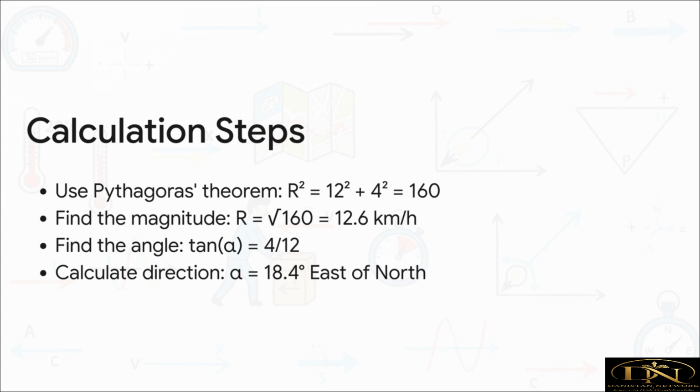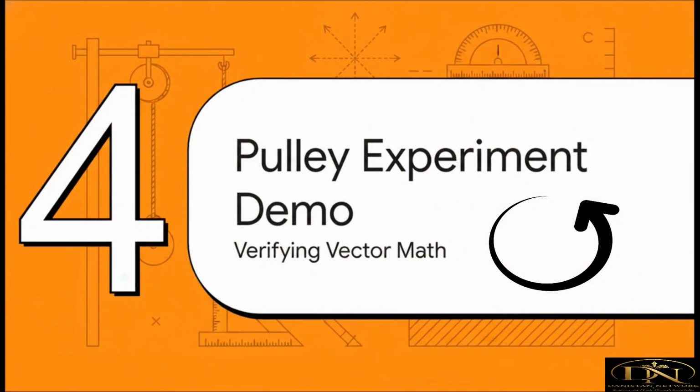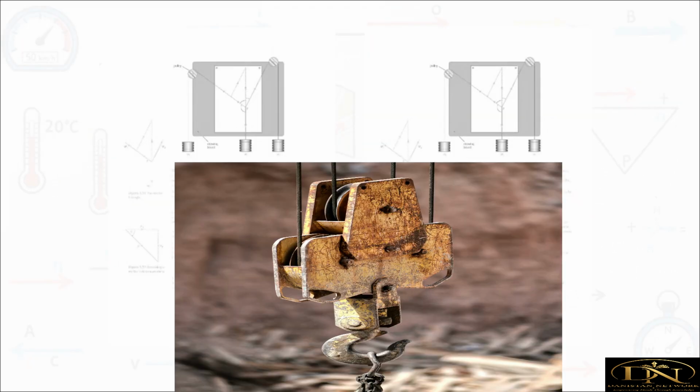That gives us an angle of 18.4 degrees east of north. Now, I know this might all seem a bit abstract, just drawing lines on a page. So let's take a look at a classic lab experiment that proves the vector triangle isn't just a drawing tool, it's a physical reality. This classic experiment is just a beautiful illustration of the concept of equilibrium.